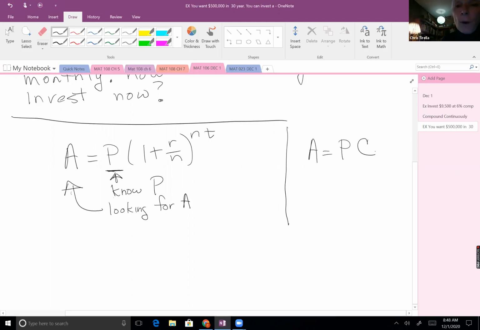If I wanted to solve this formula for P, is everybody all right? I'd have to undo the multiplication by C, so I divide both sides by C and get P is equal to A divided by C. And these two formulas would be equivalent. Is everybody sort of comfortable with that level of algebra?